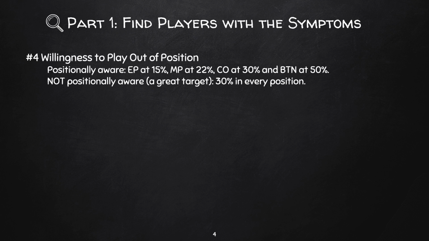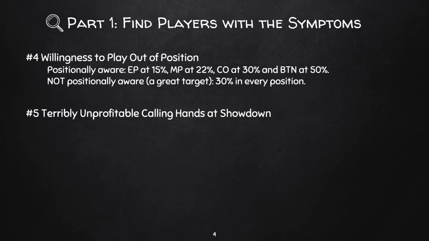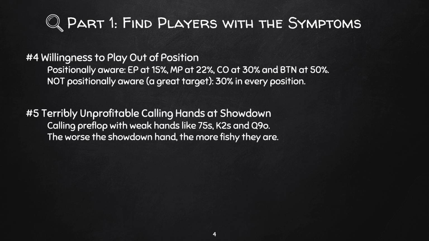Alrighty, the fifth symptom you're looking for is terribly unprofitable calling hands at showdown. So you'll occasionally find players showing up in 3-bet pots. Maybe they called preflop with king 10 suited or pocket fours. That's bad enough. But a more profitable target would be players that show up with 7-5 suited, king deuce suited, and queen 9 offsuit, in 2-bet pots or 3-bet pots as well, of course. The worse their showdown hands, the more bottom line building potential there is when you play against these players.